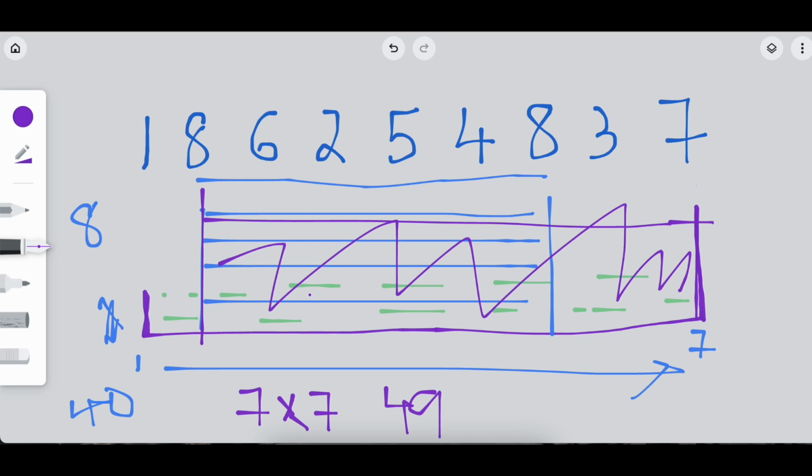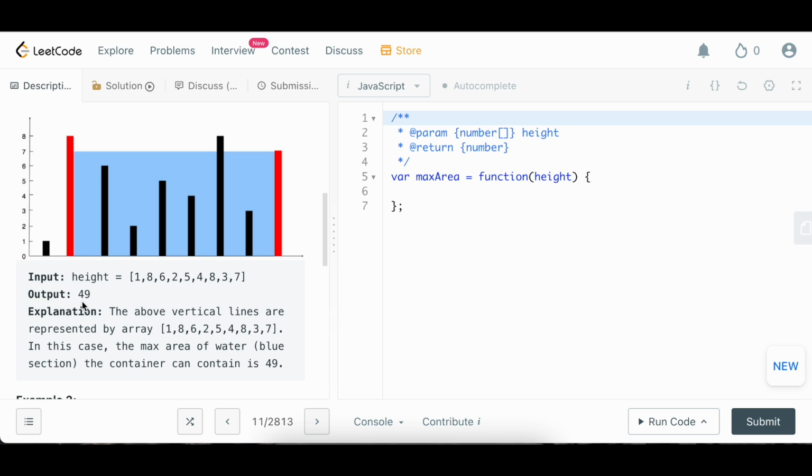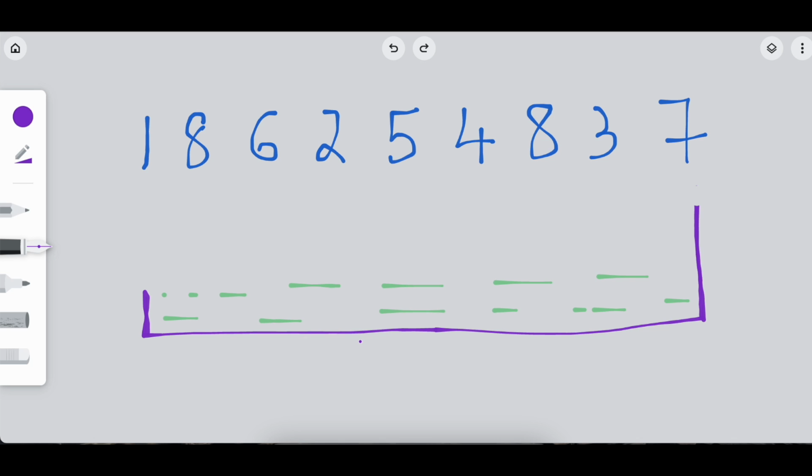So even if you take any other combination of two different lines, we cannot get more area than 49. Hence the answer is 49 in this case. Let's see how we can solve this. The question says it wants the maximum area. How can we get the maximum area? Maximum area is width times height. So if we want to get the maximum area, we try to maximize the width and height. So what is the maximum width that I can get in this possible case?